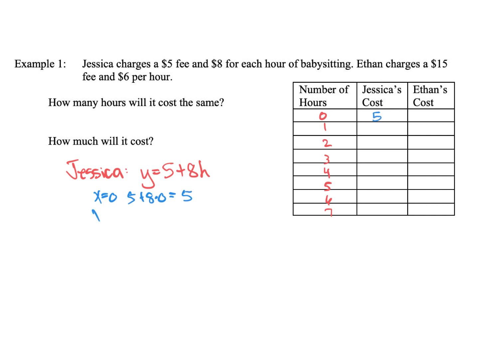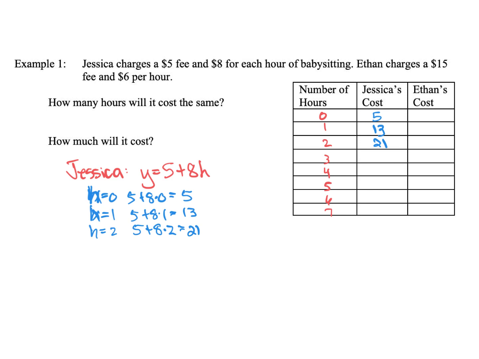What about after, well, we should have it as hours, after 1 hour. So 5 plus 8 times 1. That's 13. Then we're going to put in 2 hours. How much will it cost for 2 hours? So 5 plus 8 times 2. That's 21. Okay, so we're going to keep on doing this all the way up to 7.